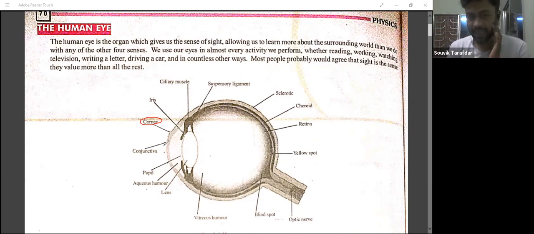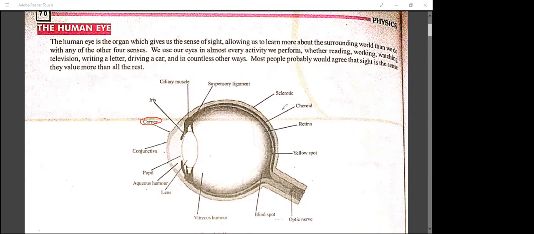A similar thing will happen in the case of the eye also. If the cornea gets damaged, no light will fall on the eye, meaning no light will come inside the eye, so there is no way we can see anything. Understood? So this is the human eye, and this is the part called the cornea. Am I clear? Yes, sir.